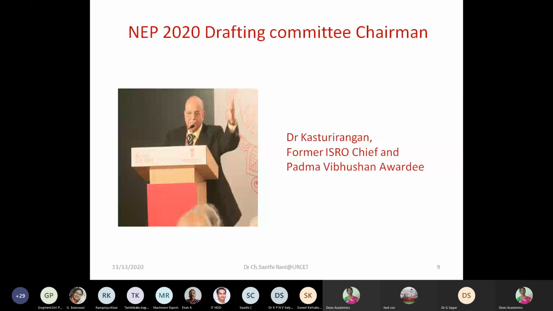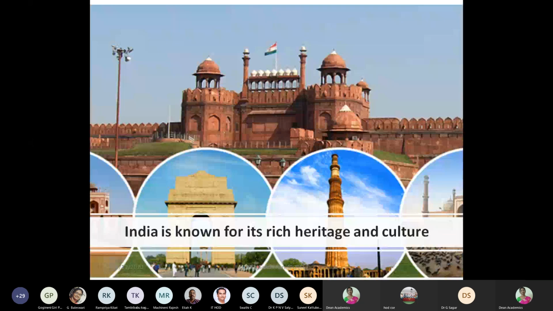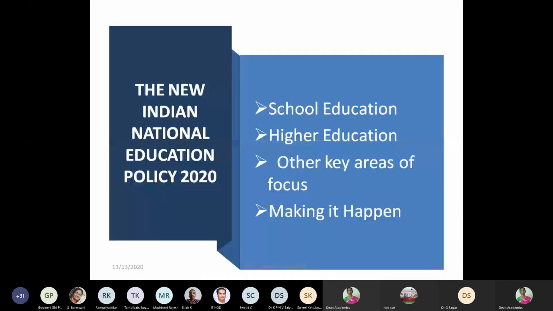So, with my due respects to the drafting committee of NEP 2020, I am going to put forward some of the points in front of you. The main driving force behind the introduction of this NEP 2020 is the Indian tradition, culture, and heritage. India, our mother country, is known for its rich heritage and culture.